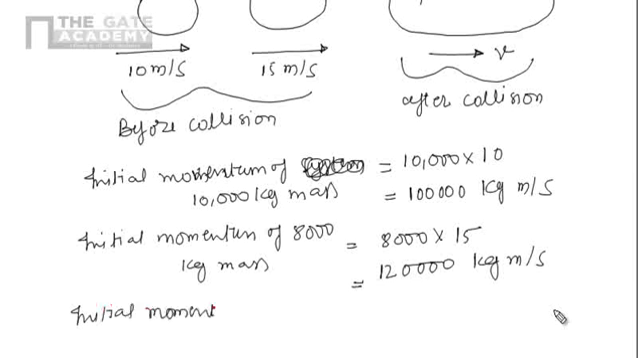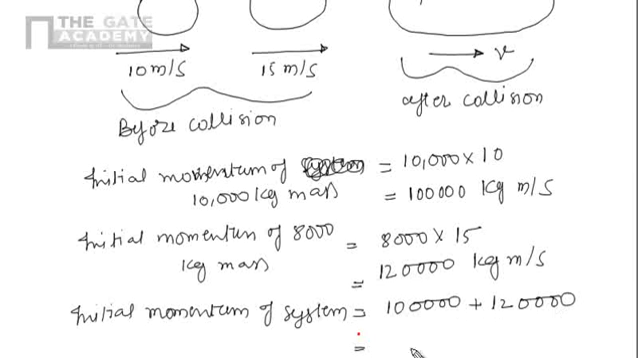So the initial momentum of the system, which includes the 10,000 kg mass and the 8,000 kg mass, is 1000000 plus 1200000, and if we calculate it, we get 2200000 kg m/s.